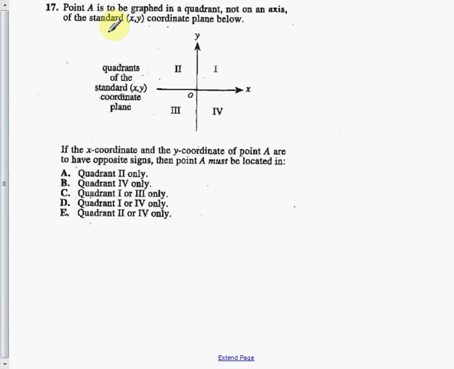Number 17, point A is to be graphed in a quadrant. We have 4 quadrants, 1, 2, 3, 4 listed there. Point A is to be graphed in a quadrant, not on an axis of the standard XY coordinate plane below. But here's the criteria. If the X coordinate and the Y coordinate of point A are to have opposite signs, then point A must be located where? That's my question to you.